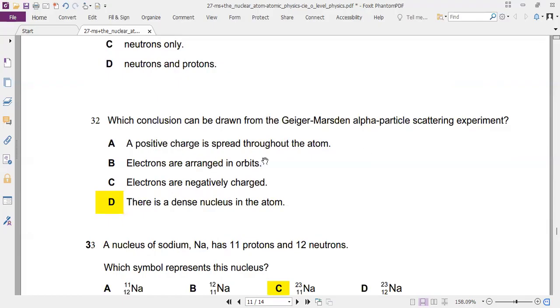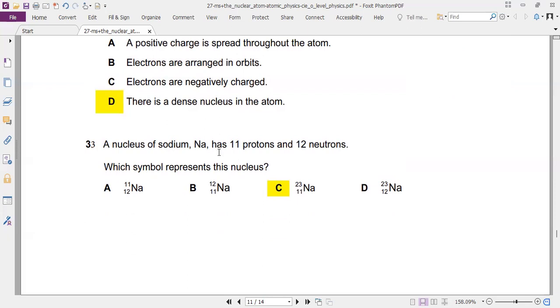Electrons are arranged in orbits. How can you say that? In Geiger-Marsden, nothing was done about electrons. Electrons are negatively charged, it is true, but in the Geiger-Marsden experiment nothing was done to verify this. So the only choice is that there is a dense nucleus in the atom. And why was this the choice? Because the alpha particles came back at almost 180 degrees.